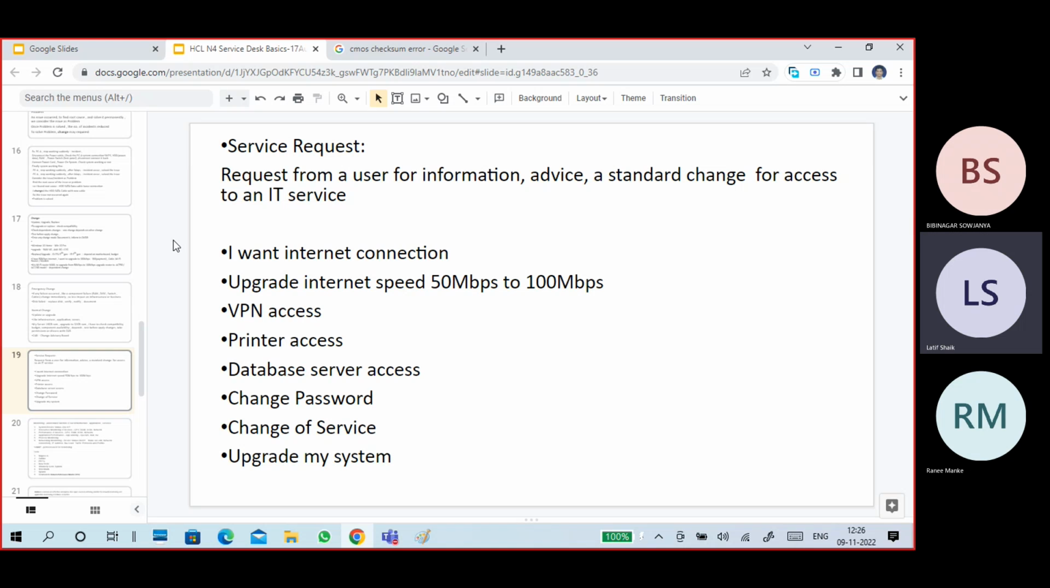But in case I have a database server in my organization and I'm working from home, I need to access it. I want to show you how the database is going, or maybe a data center with a virtualization platform in it. So what do I have to do? I need VPN connectivity over the internet. So I request my service desk: please provide VPN access. If I went to the office and have to take a printout, that is printer access. System access, database server access, change of passwords, change of services, upgradations, updations.